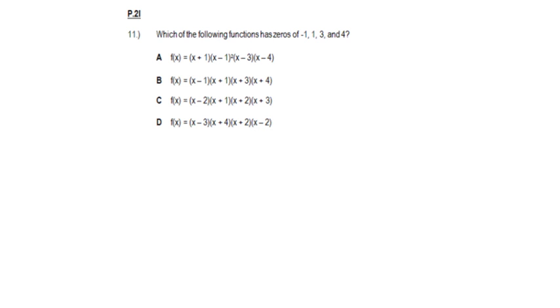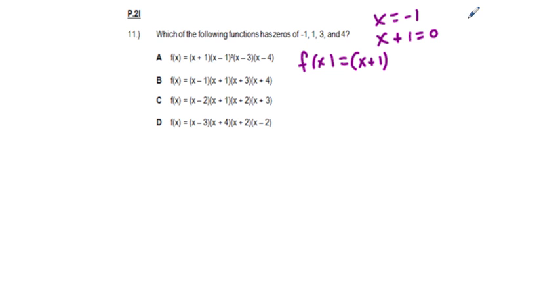11. Which of the following functions has zeros of -1, 1, 3, and 4? So for that, for our zeros, for this to work out, for our factored form, this zero of minus 1, it would be like x equals negative 1. If we solve that for 0, we're going to have x plus 1 equals 0. So x plus 1 is going to have to be one of our factors.